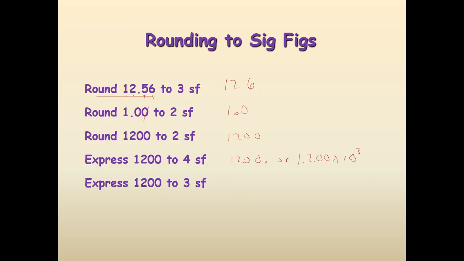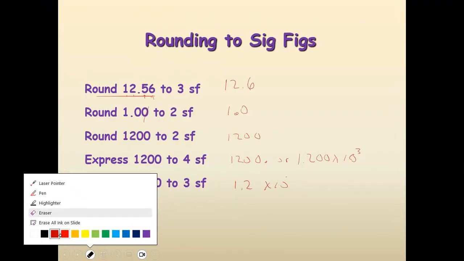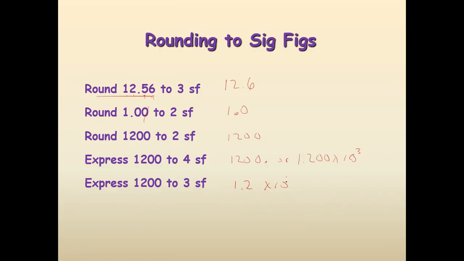What about 1,200 to only 3 sig figs? Well, I only have one choice how to do that. 1.20 times 10 to the third.